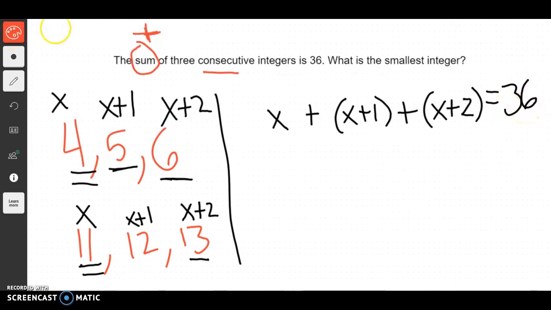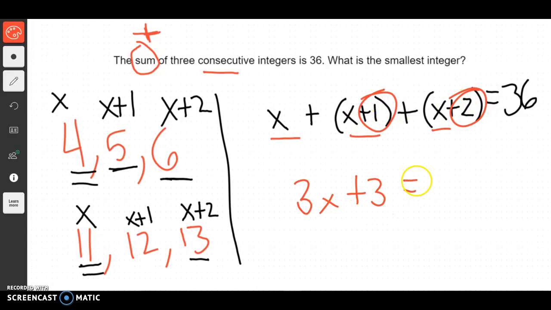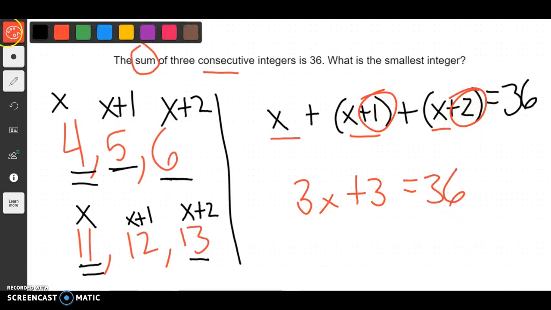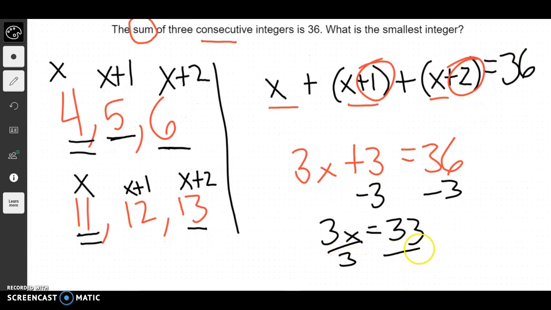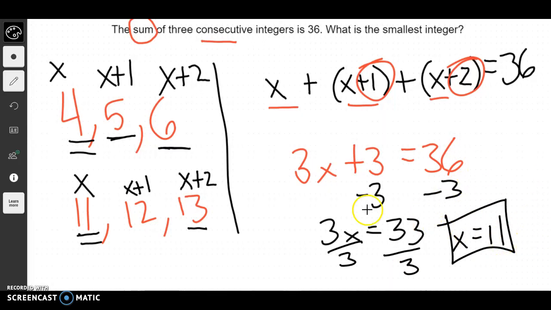Well, now we just combine like terms, so I have 1, 2, 3 x's, so that's 3x. And then 1 plus 2 would give me 3, which should equal 36. We would then just solve, so minus 3, 3x equals 33. Divide by 3, x equals 11. And that would be my answer. So make sure on this stuff that we think through that and why that works. Again, we're just adding 1, and we can get this pattern.